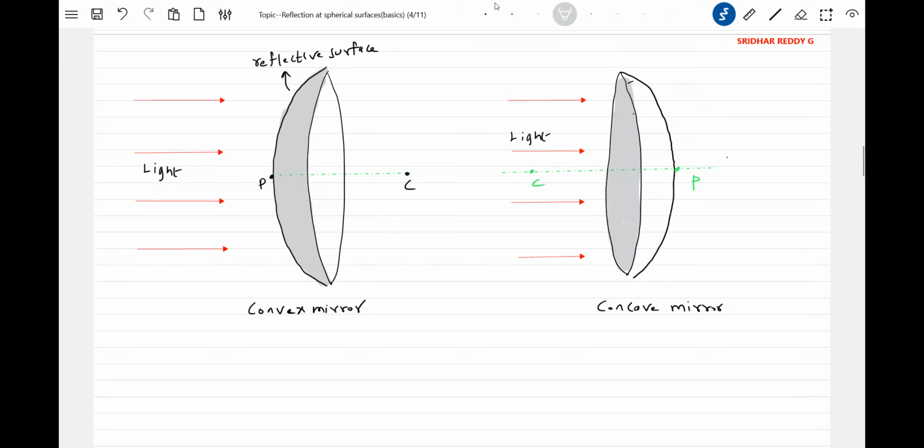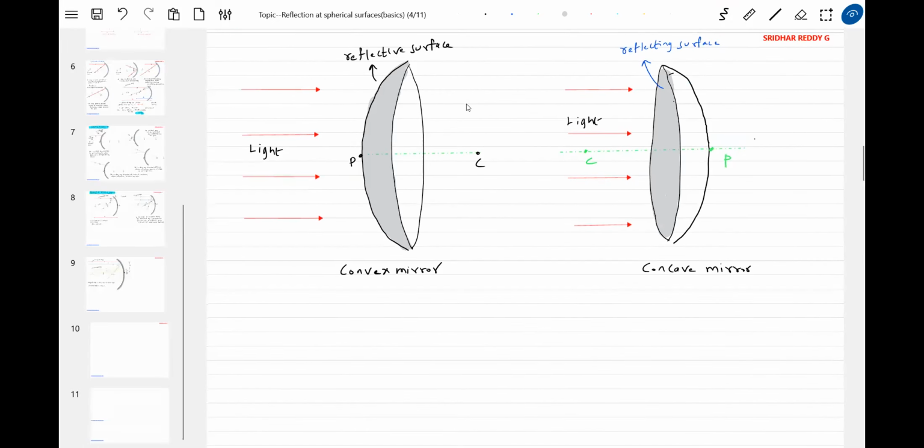The inner surface of this, like a bowl, will become a concave mirror. So there's a reflecting surface. It is a three-dimensional diagram. It will appear like this. So instead of drawing this three-dimensional diagram every time, we will go for a plane diagram. So what is the plane diagram? The plane diagram will take shape like this. So this is the reflecting surface.